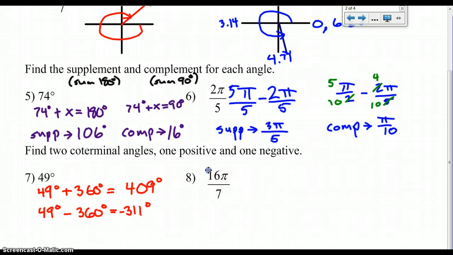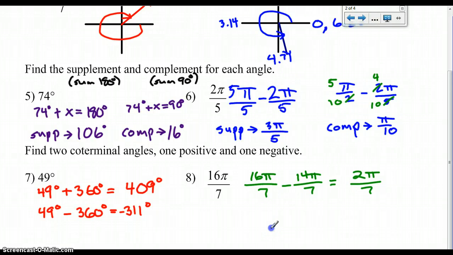The first thing I noticed though is the angle that's given to us, 16 pi over 7, it's already more than 2 pi. So if I were to subtract 2 pi, or 14 pi over 7, I would get a positive coterminal angle. So if I need to get a negative coterminal, I'm just going to take that 2 pi over 7 and subtract 2 pi again. So now I'll have a negative coterminal angle to 16 pi over 7. That's essentially 2 laps around the circle.